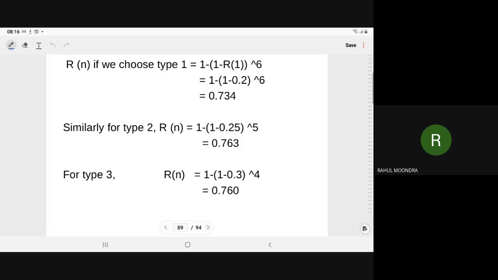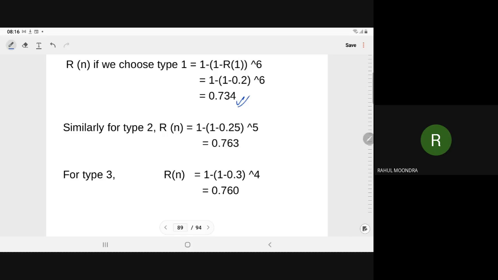So the reliability of the system, if the system contains the component of type 1: it will become 1 minus (1 minus r1) to the power 6, because in total we can purchase 6 components for type 1, and its reliability is given to you as only 0.2. So 1 minus 0.8 to the power 6. So reliability will come 7.34.